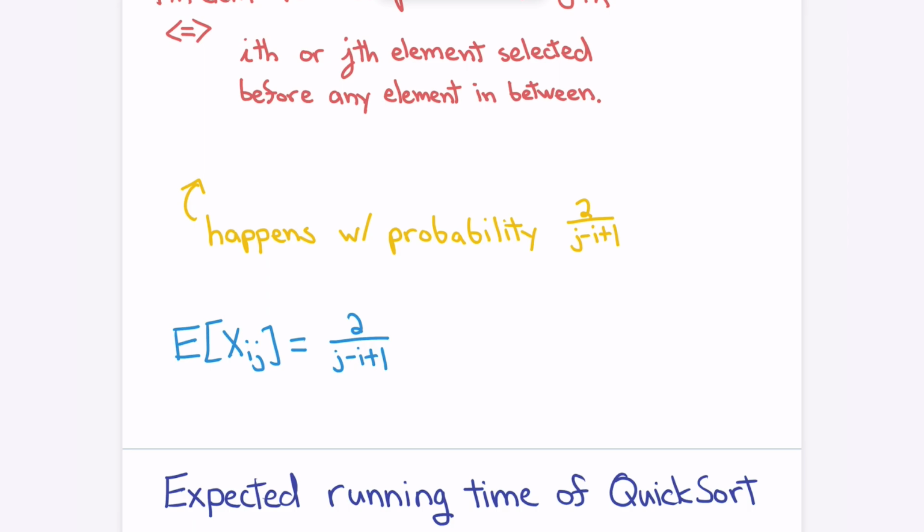It intuitively makes sense. Two items that are right next to each other are way more likely to get compared to each other eventually. I guess they always will, probably. And then really far apart, you're almost definitely going to split them up. So it is at least decreasing in distance like you would expect.